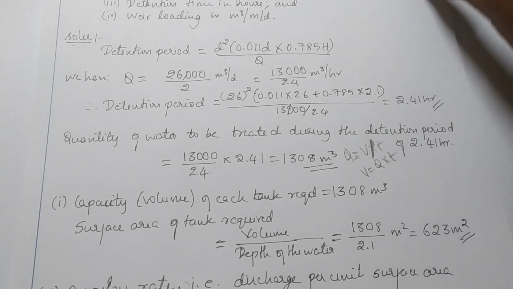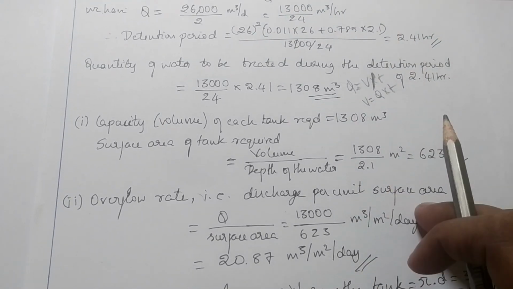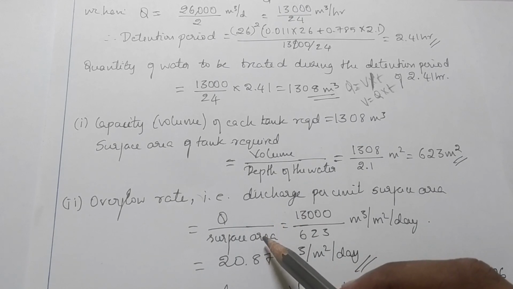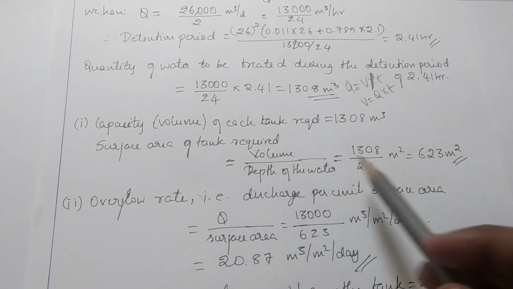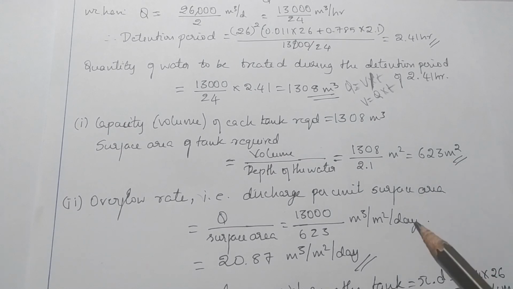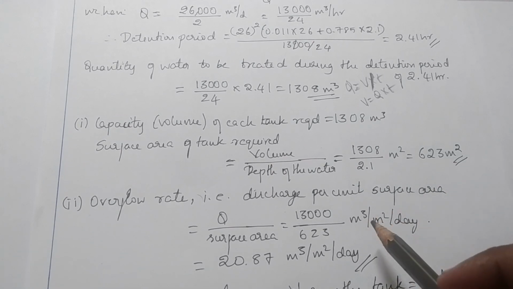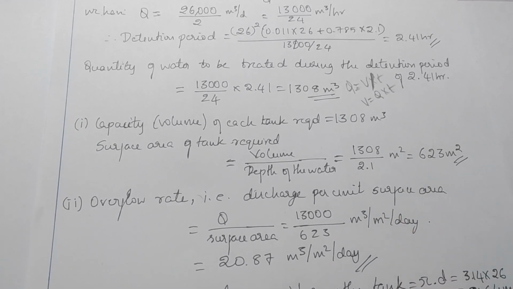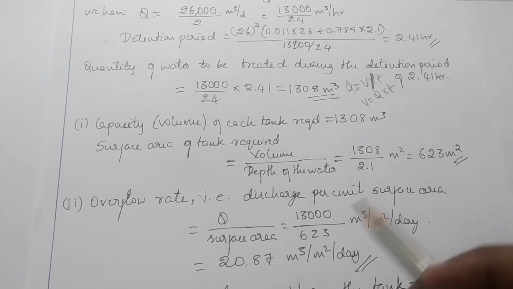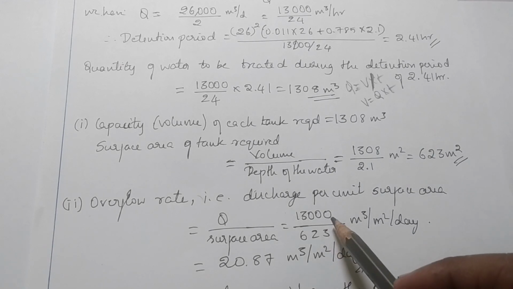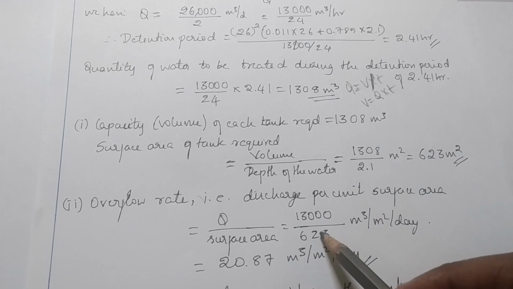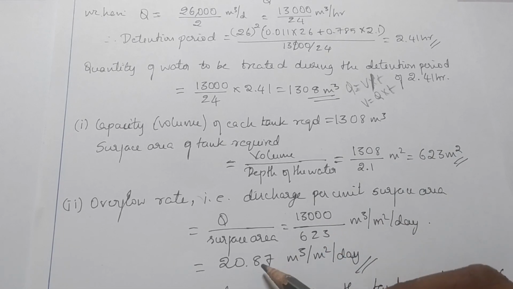Next, in order to calculate the overflow rate, that is discharge per surface area, you know the formula: Q divided by surface area, that is plan area. Plan area which we have calculated here is 623 meters square. As we need to mention it in terms of meter cube per meter square per day, let it be in meter cube itself. 13,000 meter cube per day in this 623 meter square. On calculating, you will get 20.87 meter cube per meter square per day.